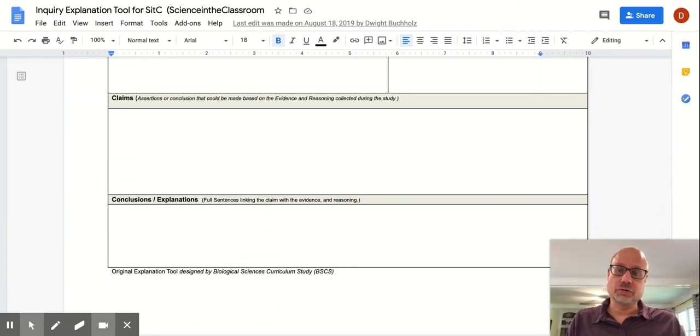And then the conclusion or the explanation are full sentences linking the claim, the evidence, and the reasoning. So, for instance, the conclusion might be something like, there are complex carbohydrates in the cheese because the chemical indicator for complex carbohydrates changed color in the cheese sample. That would be your conclusion or your explanation as to why the claims are backed up by the evidence and the reasoning that connects those two things in a more formal way.